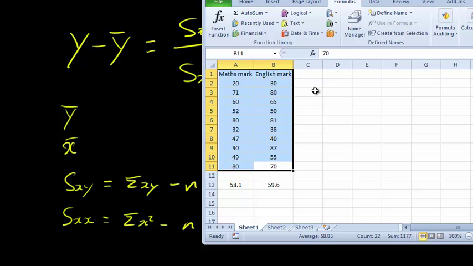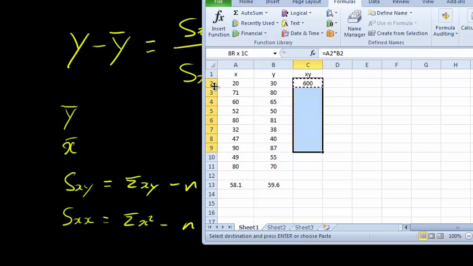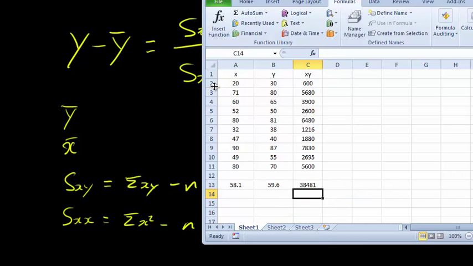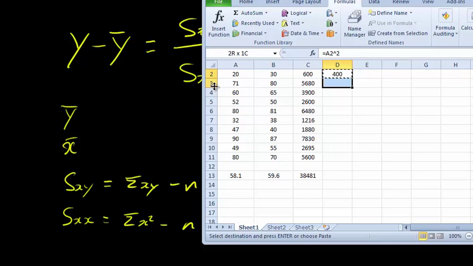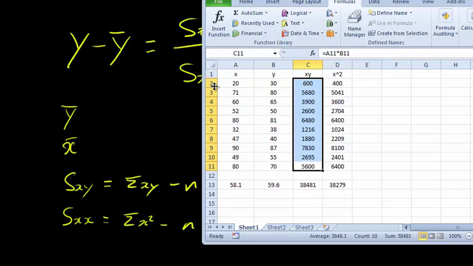So if I was to start doing this with this one, let's call the maths mark x and the English mark y. Then if I want x bar and y bar, well, I've got them filled out already. So the next thing I do is x times y, so that times that, and again copy all of that down and sum total all of those. And the next one I'm going to need is x squared. And so there are my values. Now n, again, is just 10 in this case, because there's only 10 values.